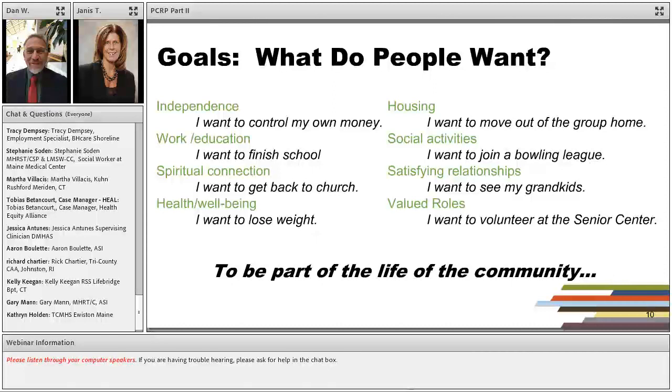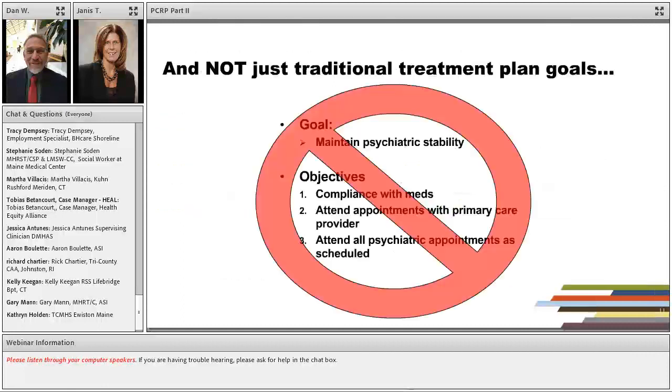They want spiritual connections, maybe to get back to church. They want independence. They want to control their own money. They want to control their lives. They want meaningful, satisfying relationships. Maybe they want to see their grandkids, or maybe they want a partner in life. They want to be part of the life of the community in a meaningful way, and not just the territory of traditional treatment plans.